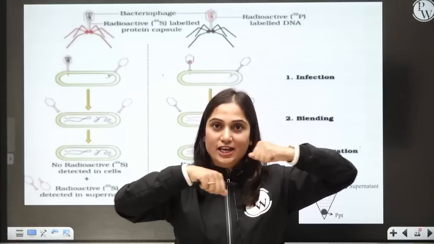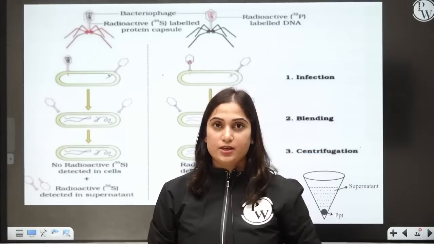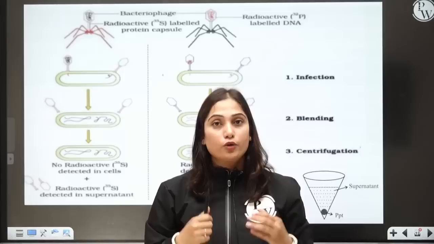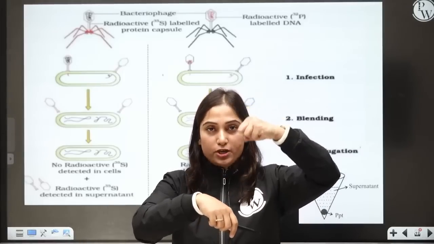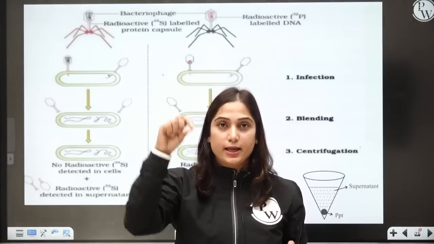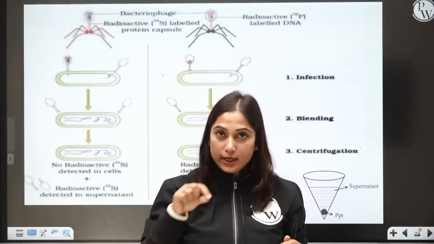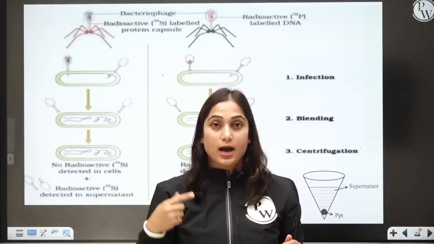coli would be detached from the E. coli. And the third step is centrifugation. What we do during centrifugation is put this whole mixture into small tubes called Eppendorf tubes, and then put that Eppendorf tube into a machine called a centrifuge machine, and we rotate it at high RPM.